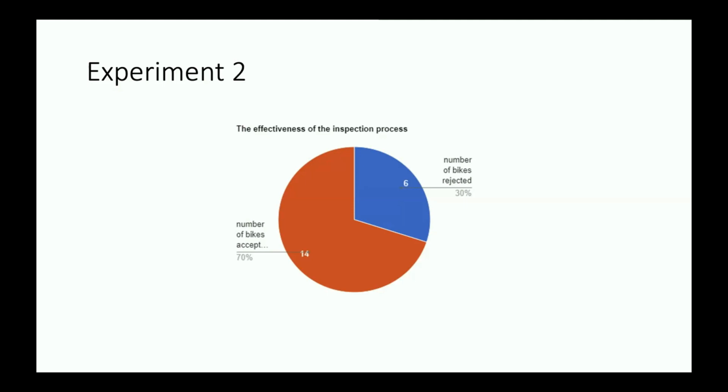Data collected showed that a small number of bikes were rejected due to safety concerns, indicating that the inspection process was effective in identifying potential safety issues. Additionally, the feedback from recipients of the donated bikes was positive, indicating that they were satisfied with the quality of the bikes.